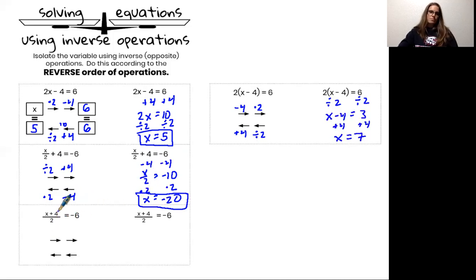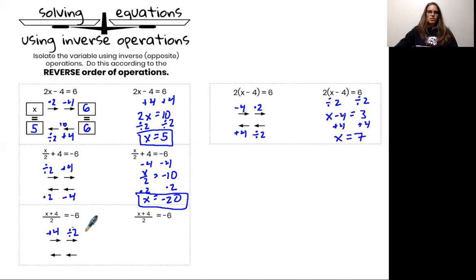Let's see why. In the original equation, I have x plus 4 in my numerator, so the first thing that's happening to x is I'm adding 4. This is very similar to my previous example because it's like I have an invisible parentheses here. My fraction bar is like having parentheses. So the first thing that I do to x is I add 4, and then I divide that expression by 2.